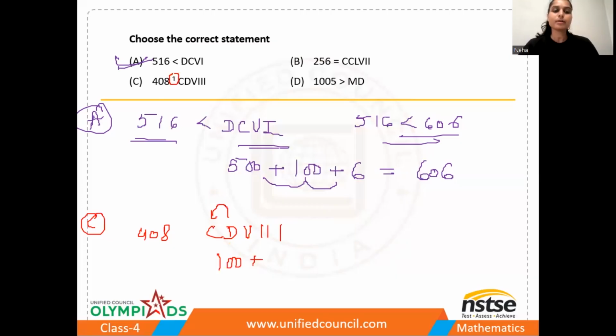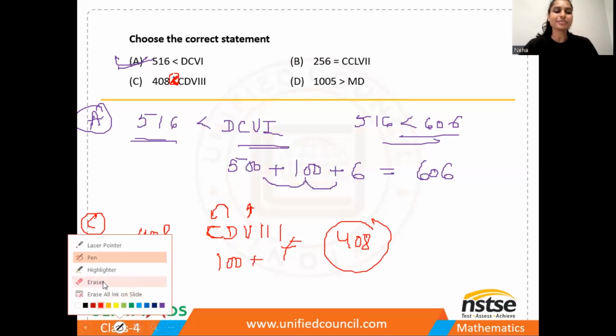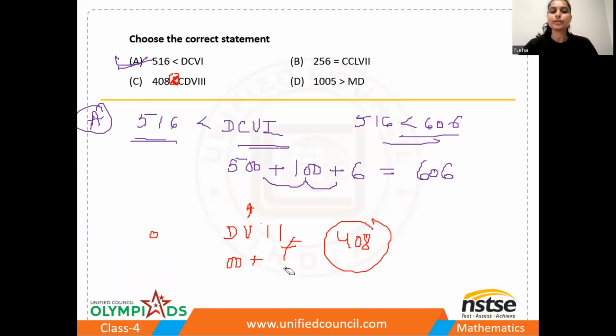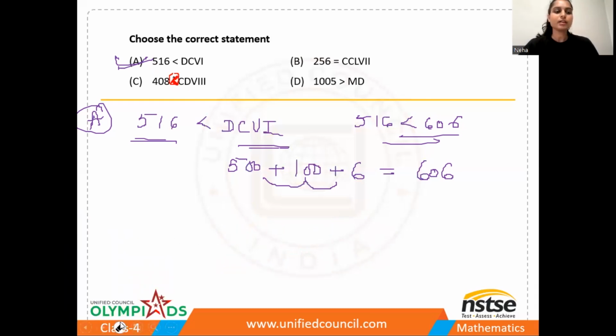So if I am writing C before D, I have to subtract the numbers, right? So this is 400, and 405, 6, 7, 8. So this is 408, right? So this must be lesser than, right? So I can say that they are not less than because they are equal. So I can say that option C is again not the right option. Okay. All right. So let me check the last one also.